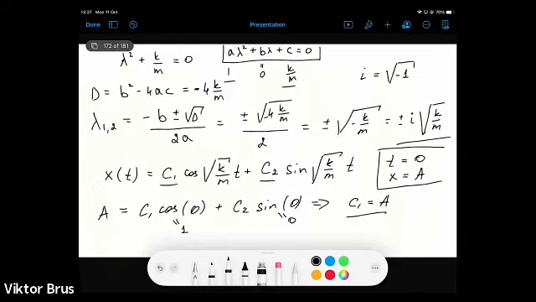Any ideas which second boundary condition we can use at t equals 0? Acceleration equals 0. Acceleration, yeah, close, but there is an easier option than acceleration.